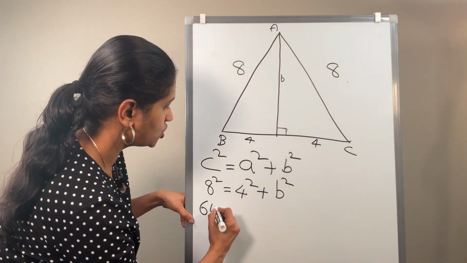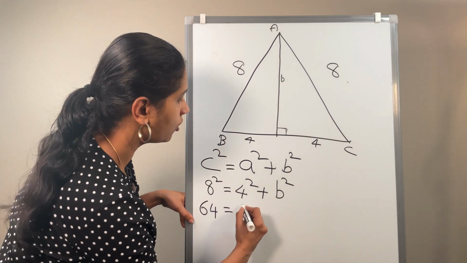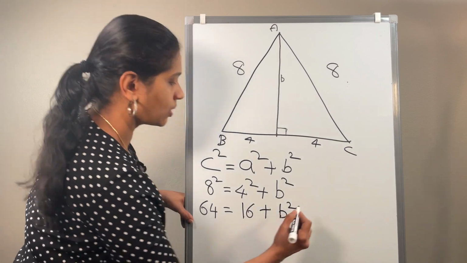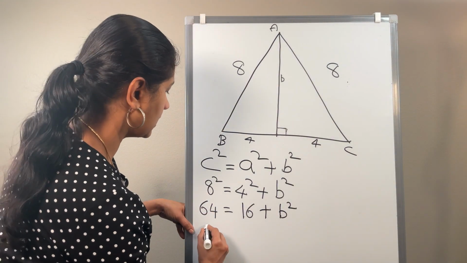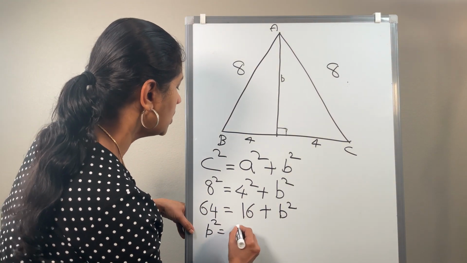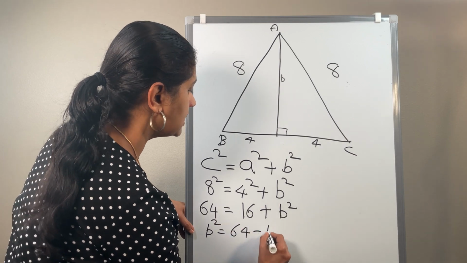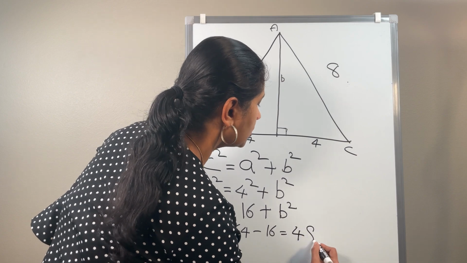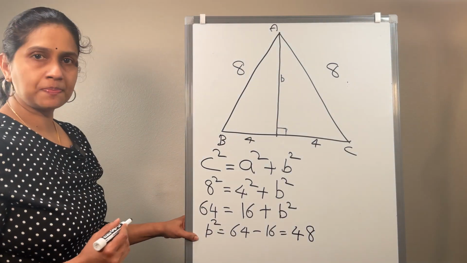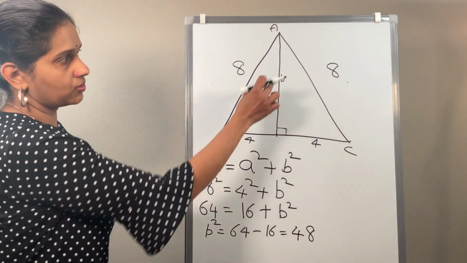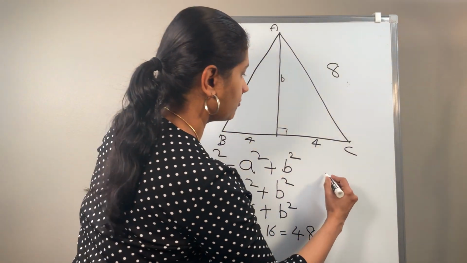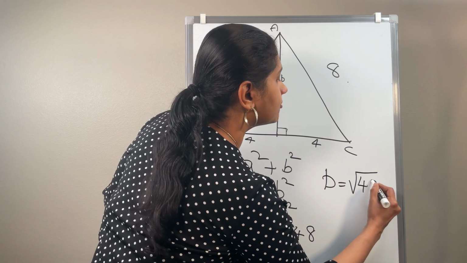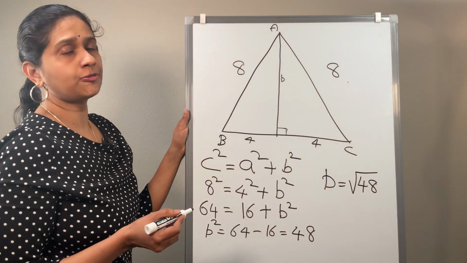8 square is going to be 8 times 8, 64. 4 times 4 is 16, plus B square. Now, what is B square? B square is equal to 64 minus 16, and that is equal to 48. So, what is B? We have found B square, but what we need is B, not the square of it. Then B will be equal to root of 48.